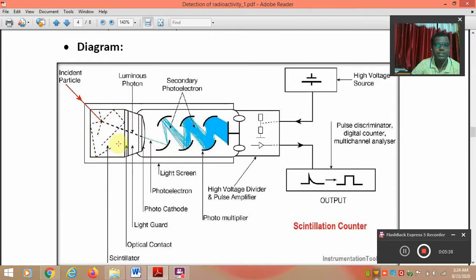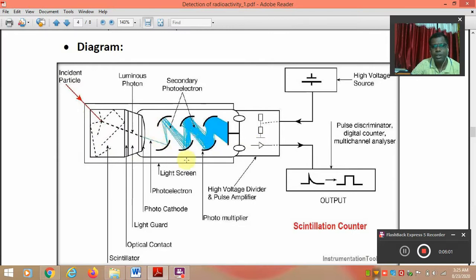That material is called the phosphor, and these are the radiations, the particles which are incident on the surface of the phosphor. These particles are alpha, beta, or gamma particles emitted by the radio element, and this is the component which contains the phosphor. This phosphor is connected to the next tube.